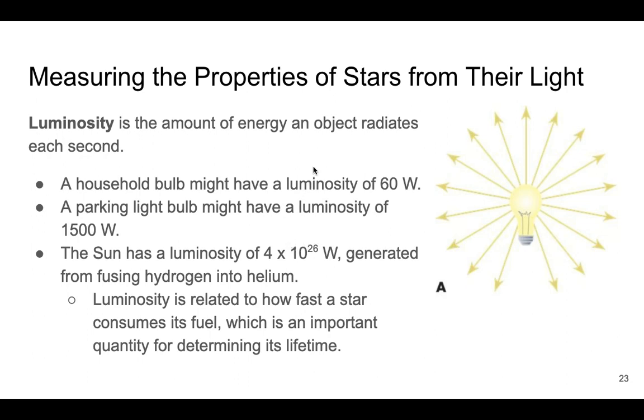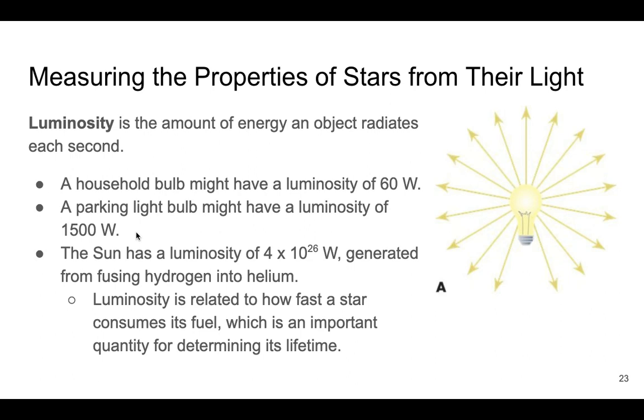So on to this idea of luminosity. Luminosity is the amount of energy an object radiates each second. It's the rate at which this thing is using energy or putting out energy. If you have an ordinary household bulb, the old-fashioned incandescent kind, it might be using 60 watts of power, so its luminosity would be 60 watts. The overhead parking lights are much brighter than the bulbs you put in the lamps in your house. Those might be 1500 watts, so 25 times brighter.